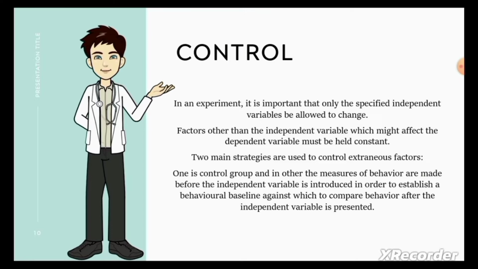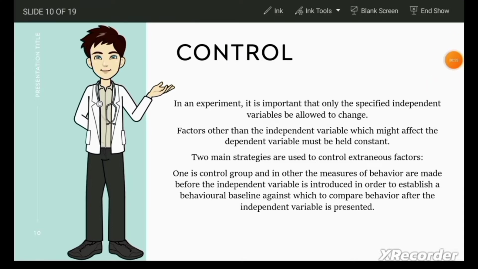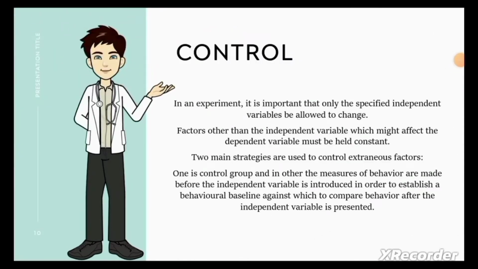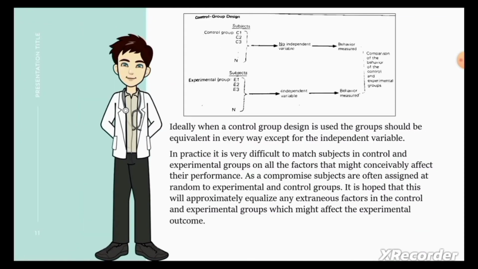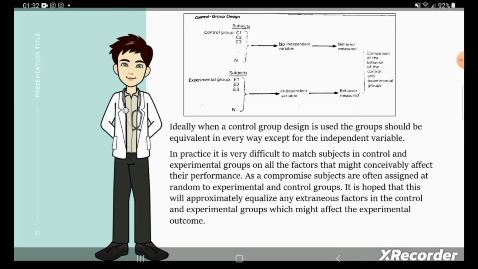One is control group and the other is the measures of behavior are made before the independent variable is introduced in order to establish a behavioral baseline against which to compare behavior after the independent variable is presented. Now that we have read about the two main strategies used to control extraneous factors, let's study them in detail. For that, we'll need some explanation.